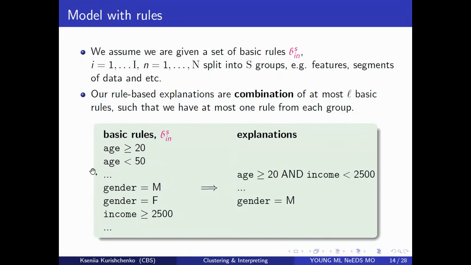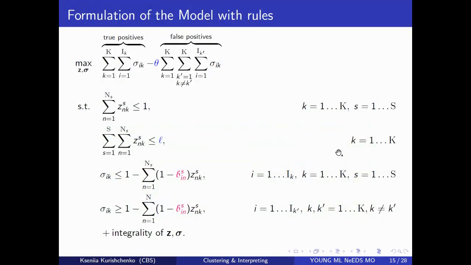So, for example, we have the list of basic rules regarding age, and here we choose for one cluster only one basic explanation rule from that. Okay, so here is the model, and as before, we maximize total true positives and minimize total false positive cases, weighted by theta. But now we have slightly different constraints because we want to choose at most one basic rule per group, and also we control the length. For example, we have 10 features, but if we have a very long explanation, it will be less interpretable, so it's reasonable to have this constraint, and it's very important.